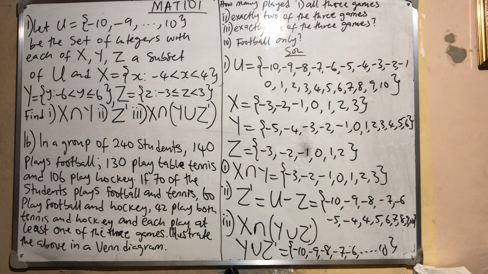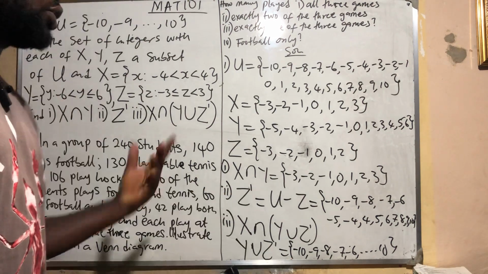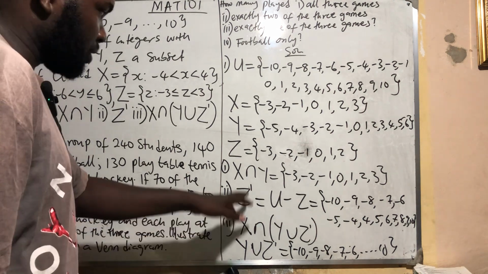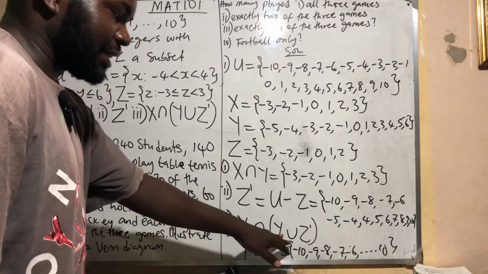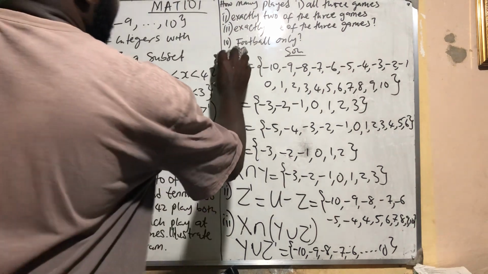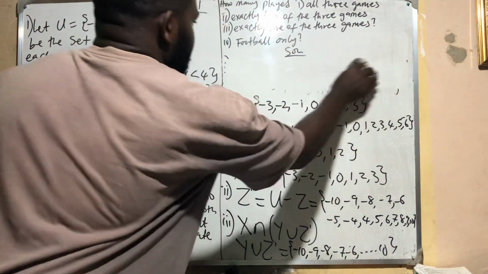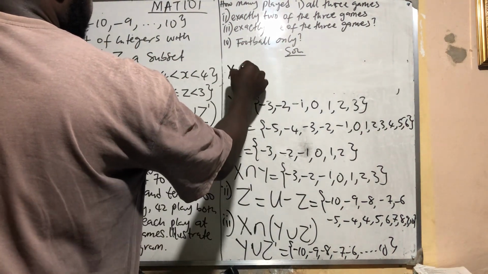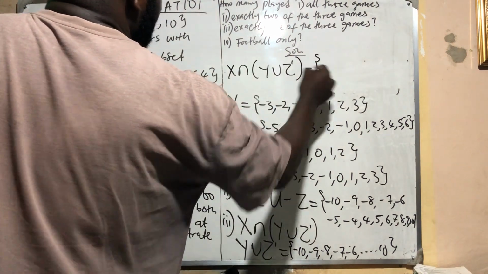So the union of this and this is giving us the universal set. So we now say, what does this and this have in common? That is now this intersection, this one that I've already gotten. Are you getting it? So I now have that X intersection y union z prime is what they have in common.